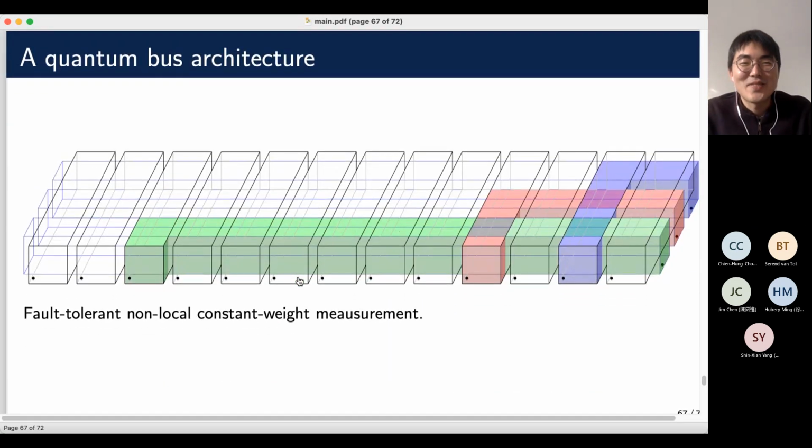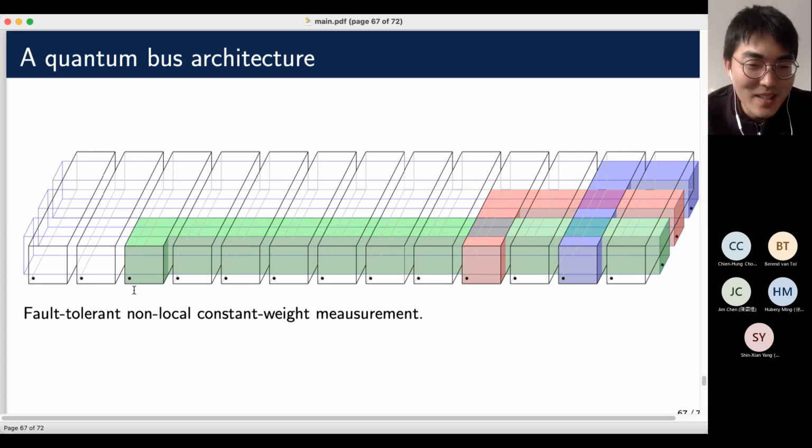Finally, we arrived at the quantum bus architecture, which appears in our paper's title. So we use this protocol for the application of non-local constant weight measurement. So if we have a very big number of qubits, what we want to do is, for example, a stabilizer measurement on some subset of qubits where the cardinality is just constant.